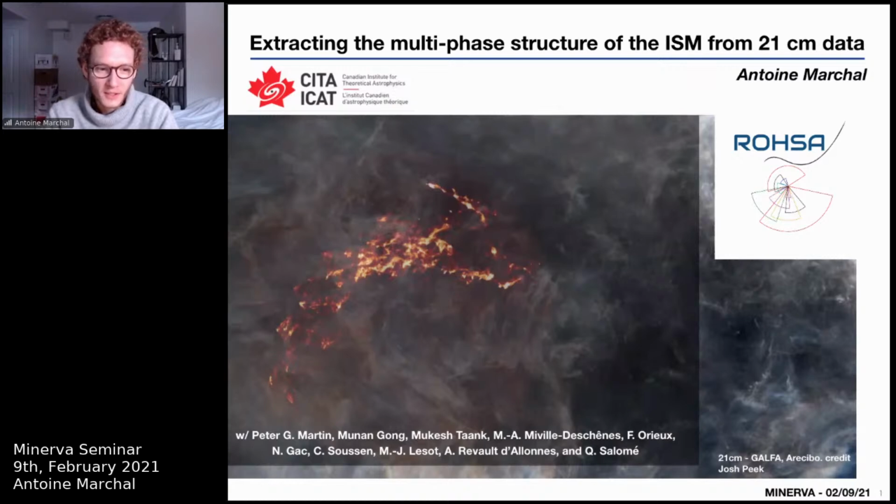For this presentation, I'm going to be talking about the multi-phase structure of the neutral ISM, mostly in different environments: the Milky Way disk, the Milky Way halo, and even a nearby galaxy. And we're going to see how we can extract this multi-phase structure using 21 centimeter data. We are going to be talking about an algorithm that I've been working on during my thesis, which is named ROHSA.